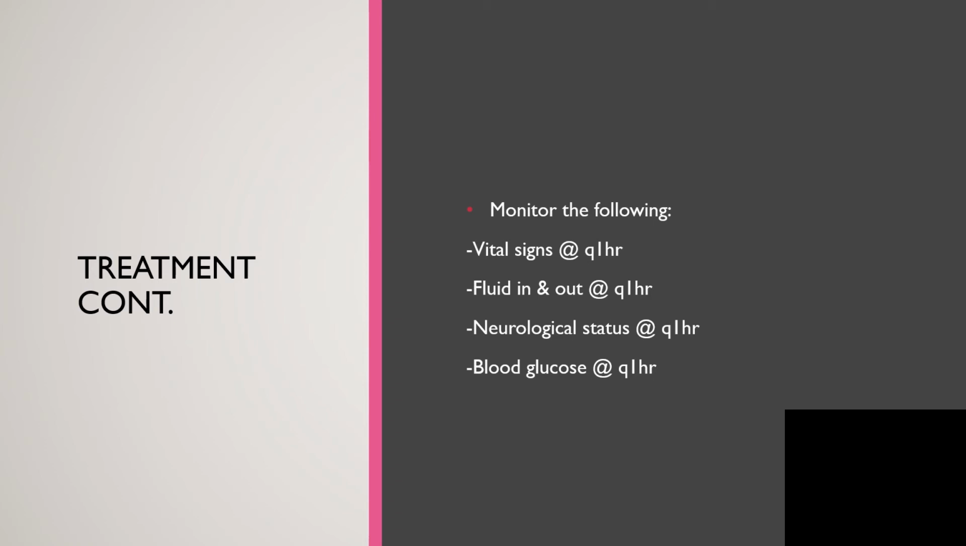Okay, with that, let's go. So we monitor vital signs every 1 hour. That is, I need to know the blood pressure, the respiratory rate, the heart rate, the temperature, is there any pain, and what is the O2 sat telling me every 1 hour. And I trust the wonderful nurses, they'll do that. Fluid in and out every 1 hour. Neurological status every 1 hour, and of course blood glucose hourly.